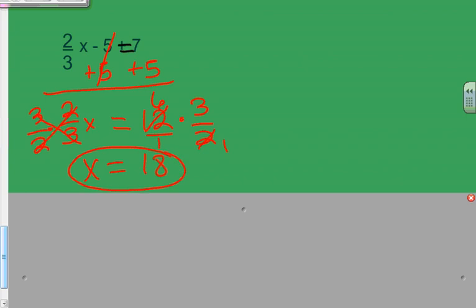And we are going to check this. 2/3 times 18 minus 5 equals 7. Again, when you multiply with a whole number, you put it over 1. We can cross simplify. 3 goes into 3 one time. 3 goes into 18 6 times. Multiply straight across. 2 times 6, 12. Minus 5 is 7. 7 equals 7.